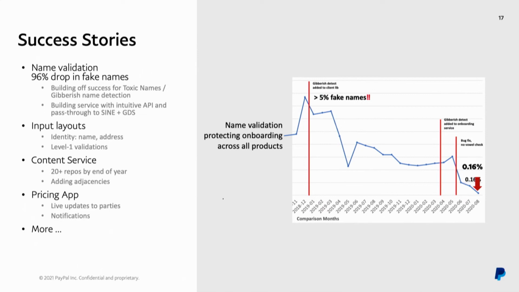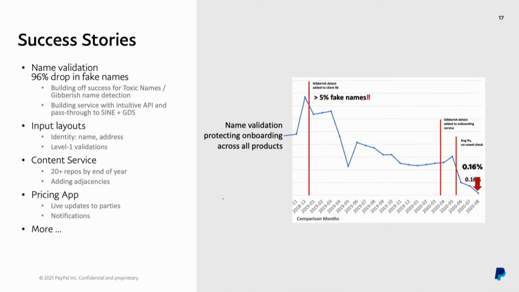So I talked about the name profanity filtering. Once that has been introduced, the amount of fake names we were welcoming before has dropped by about 96%, and this is a combination of the SDK validations and the profanity filtering services that we have added.